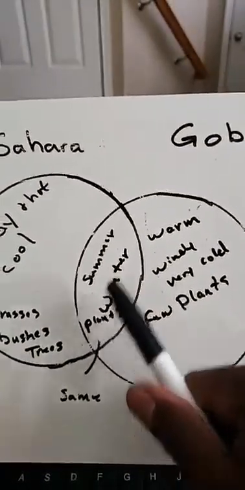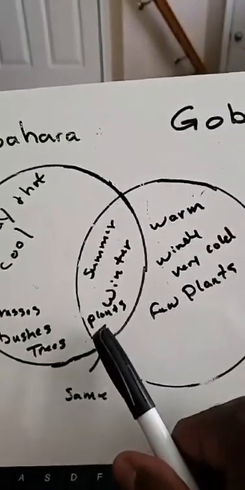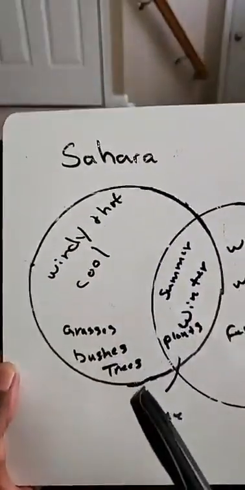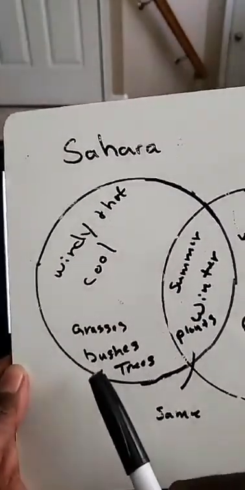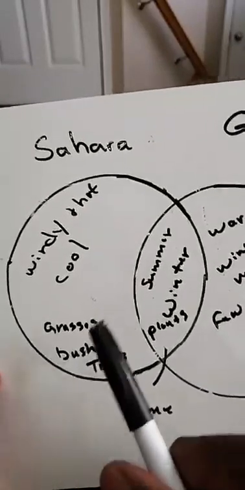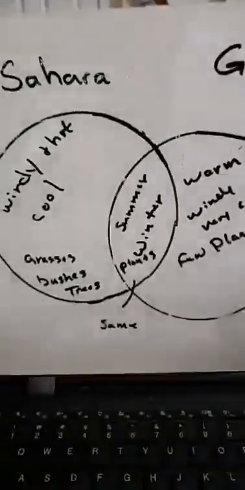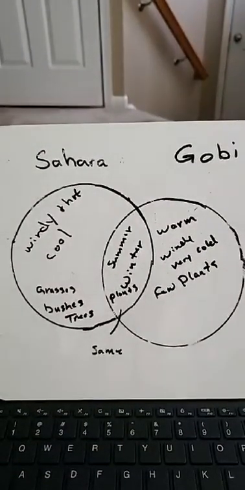They both have plants, so I wrote it in the middle of the Venn diagram, which states how they compare, how they are the same. But on the Sahara, the text said that grasses, bushes, and trees grow in the Sahara, but only few plants grow in the Gobi. So this is how your Venn diagram would look, and I'll project it for a few seconds for students who are taking notes.